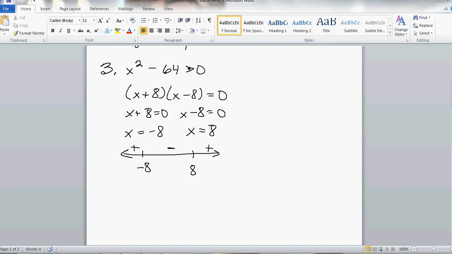And we are asked, where is it greater than 0? We don't have the equal to, so that means we're not going to use any brackets. We're just going to use parentheses. Everything down here is positive, everything up here is positive. Just the stuff in between is not. So we're going to go from negative infinity all the way up to negative 8, but we can't include the value of negative 8. Then we start just above 8 and go all the way to infinity.